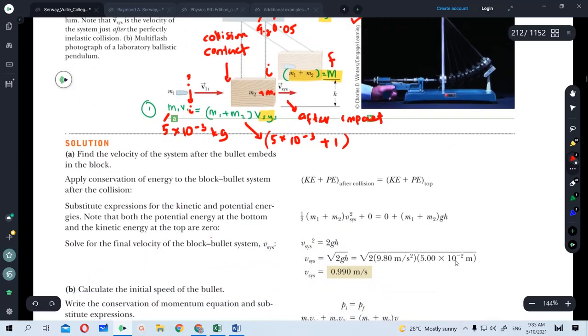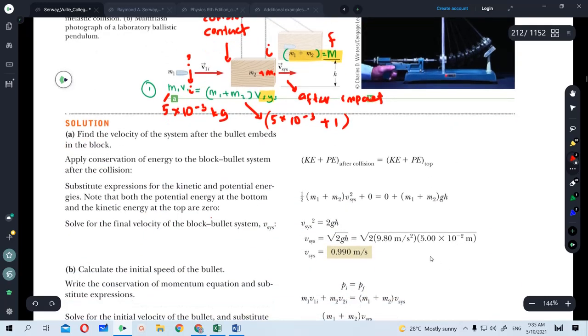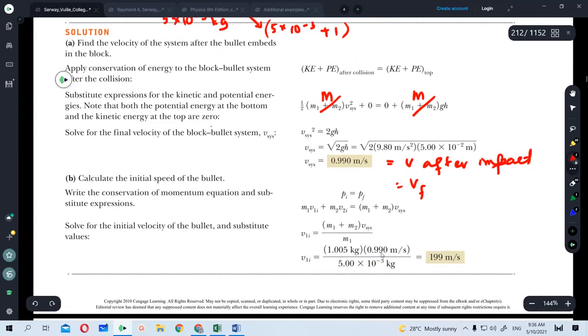Okay, let's look at the answers. Notice that this is the capital M that I mentioned earlier so that I can cancel out much easier. You should arrive at 0.99 from conservation of energy. Now that you have the value after impact, so this is V after impact or V final, then substitute into conservation of momentum. You will arrive at 199. So this is the speed belonging to the bullet.